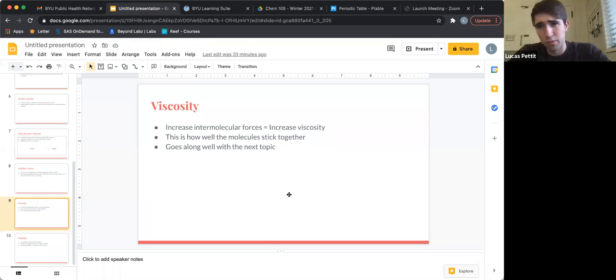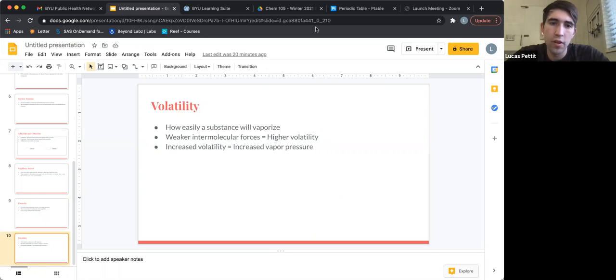So I think this one's pretty common sense. We even use the word stick together when we talk about intermolecular forces, and that's what viscosity is. It's more likely to stick together if the intermolecular forces are higher. And this goes along really well with the next topic. They really aren't too different in reality.